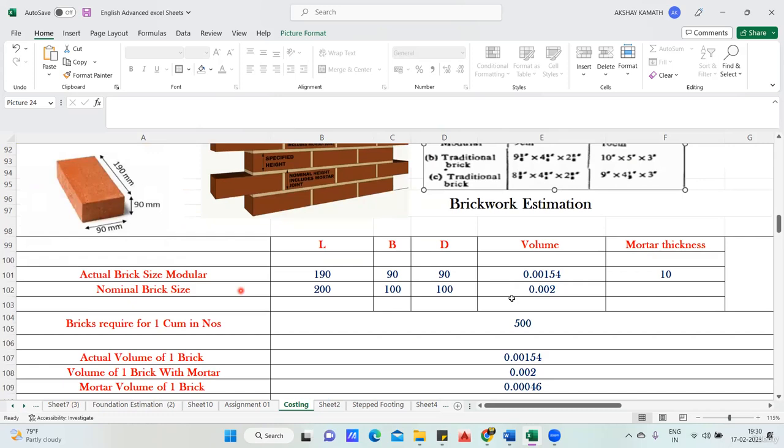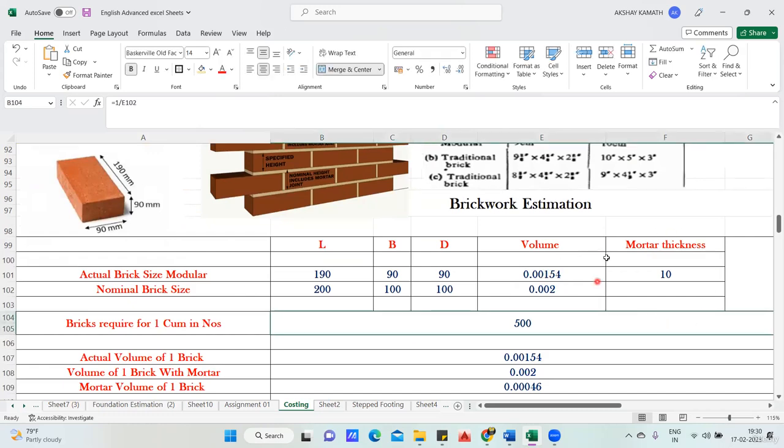Okay, simple. Now I've prepared one Excel sheet like this. You also have to prepare on your own. Again, I'll not teach you. First, I've written actual brick size. We call this the modular size of the brick also, where length is 190, breadth is 90, depth is 90. This is the standard brick that is available.